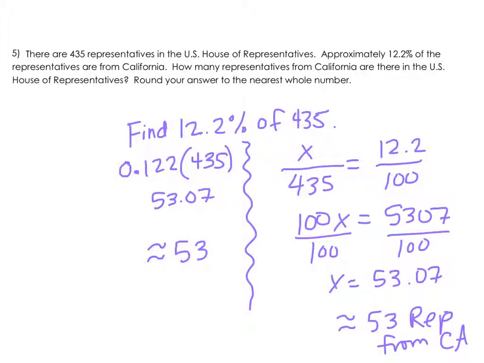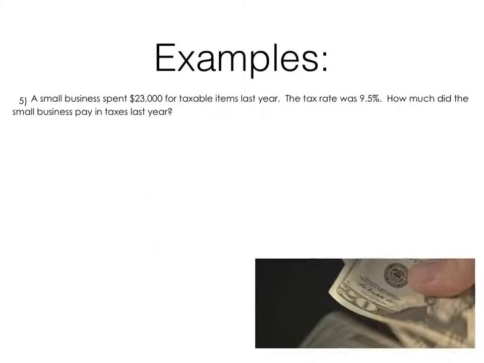Okay, so I know it wasn't sales tax, tip, or discount, but it's still a percent question. So let's move on. Our last one is a tax question. So tax rate, sales tax rate, that's what we're dealing with here. So a small business spent $23,000 for taxable items last year. And I know you're thinking, small business, $23,000, that doesn't sound that small. We did over $100,000 in sales last year in our small business that only employs a couple people. So money adds up really quickly. If you think about an entire year's worth of business, it adds up really quickly.